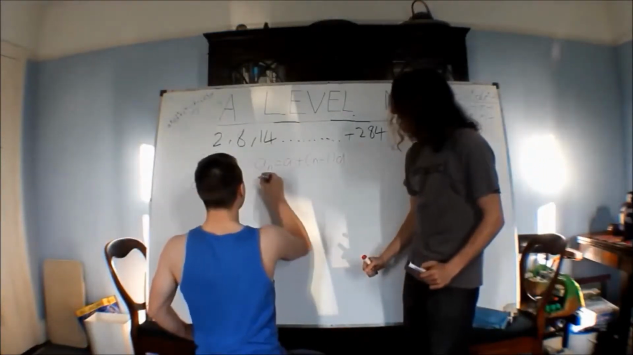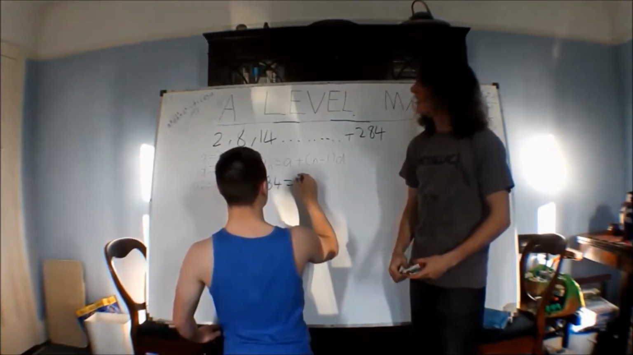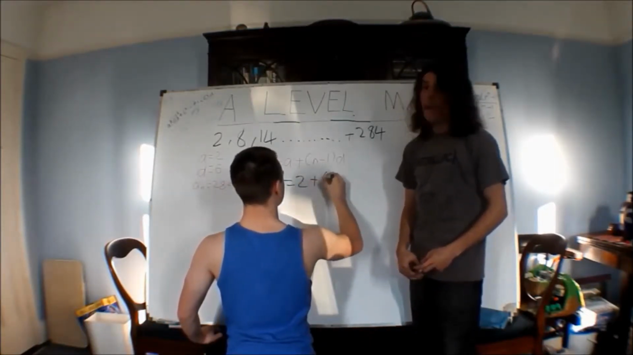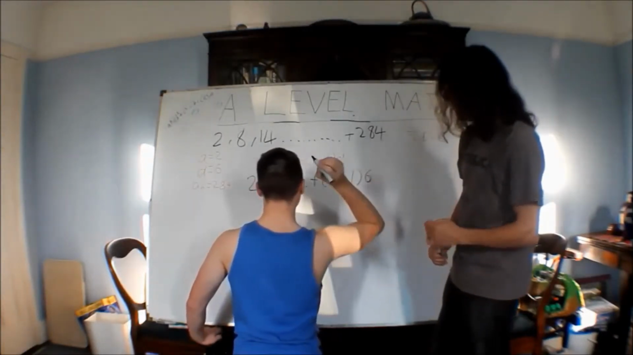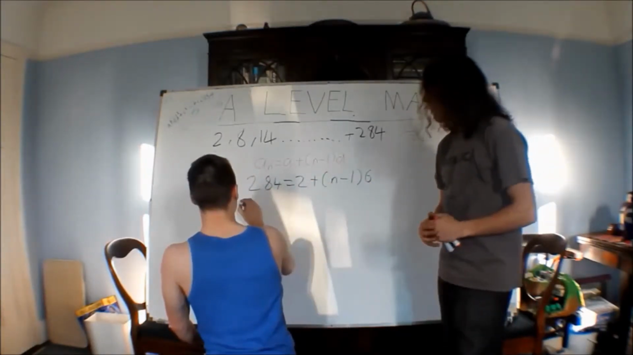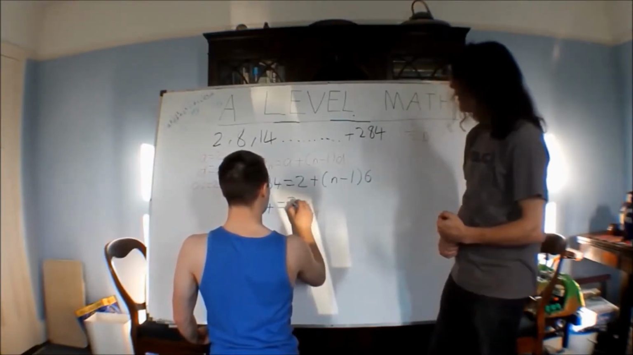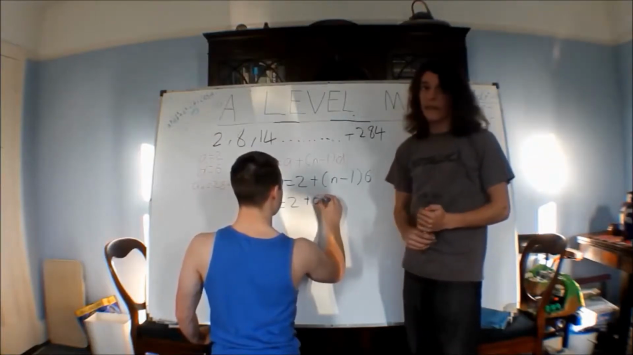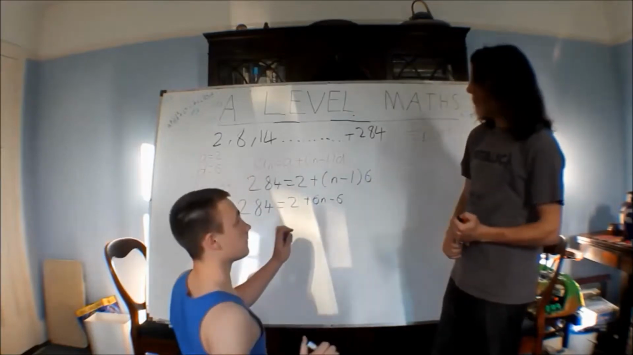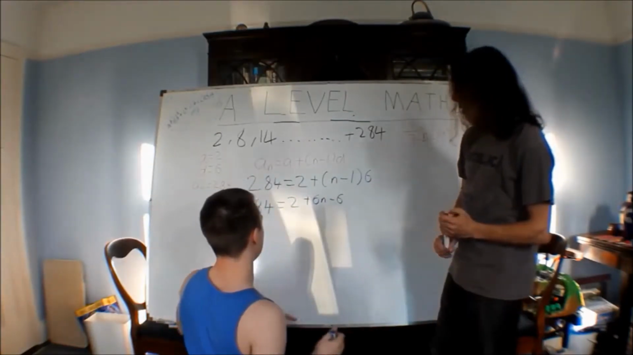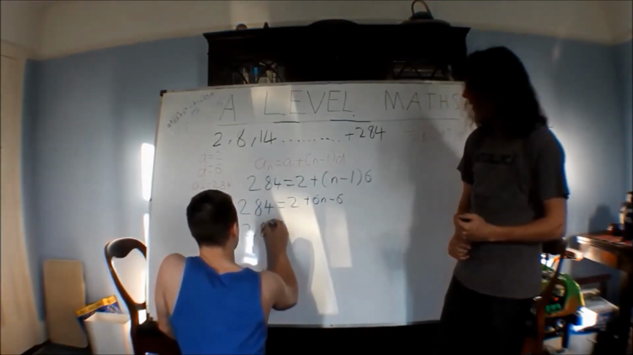Right. So 284 equals a, in this case 2, plus (n, we don't know yet, minus 1) times 6. Alright. I'm just going to expand out the brackets. So 2 plus 6n minus 6. That's the same as just minus 4, since 2 minus 6 is minus 4. Then we add it to the other side. So it becomes 288 equals 6n.